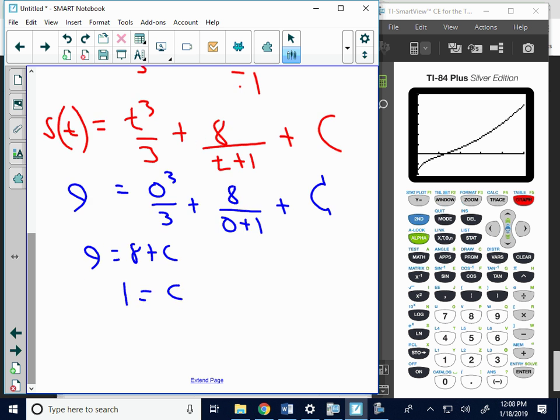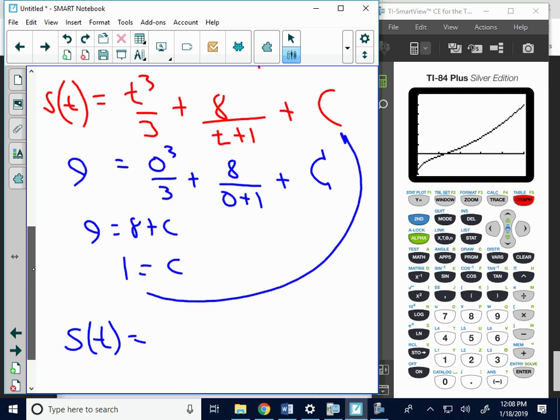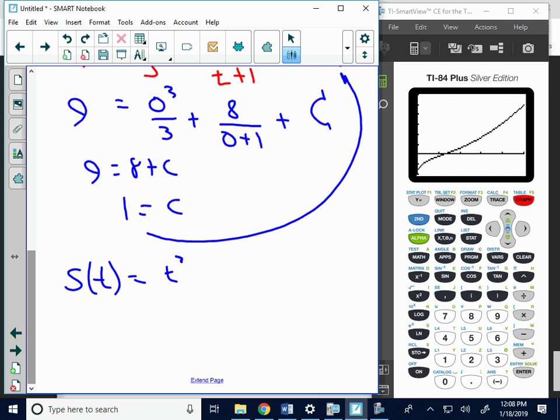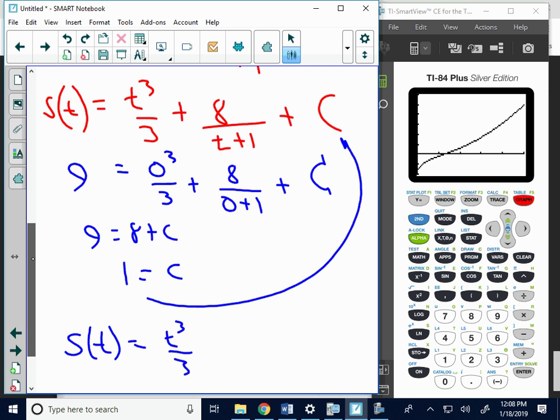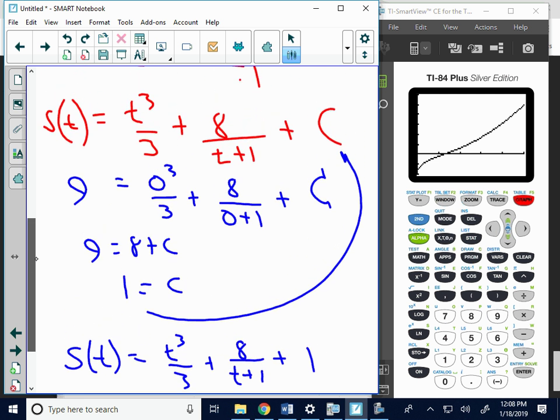Okay, so take that value, put it back in the general solution. Now you have your particular solution, or your specific solution, sometimes they'll say that. So s of t is equal to t cubed over 3 plus 8 over t plus 1, plus 1. And that gives us our position at any time.